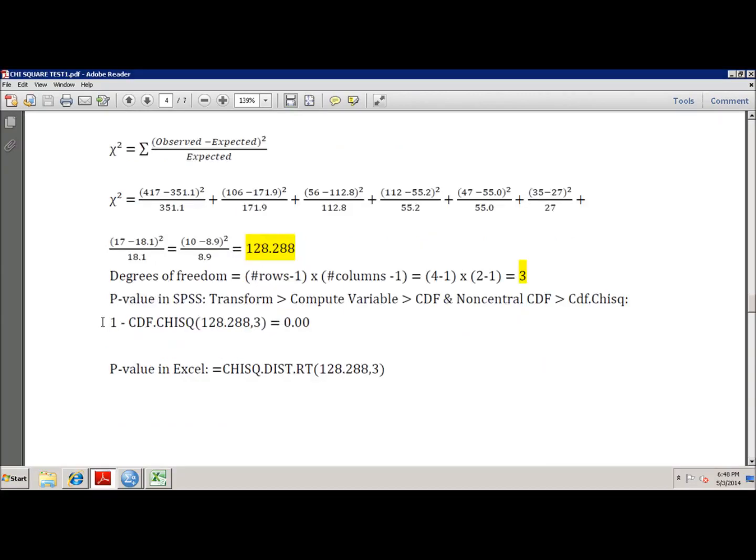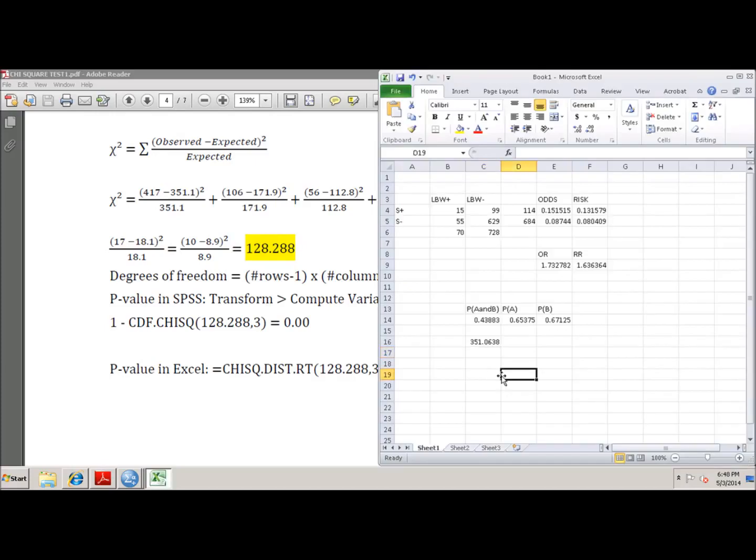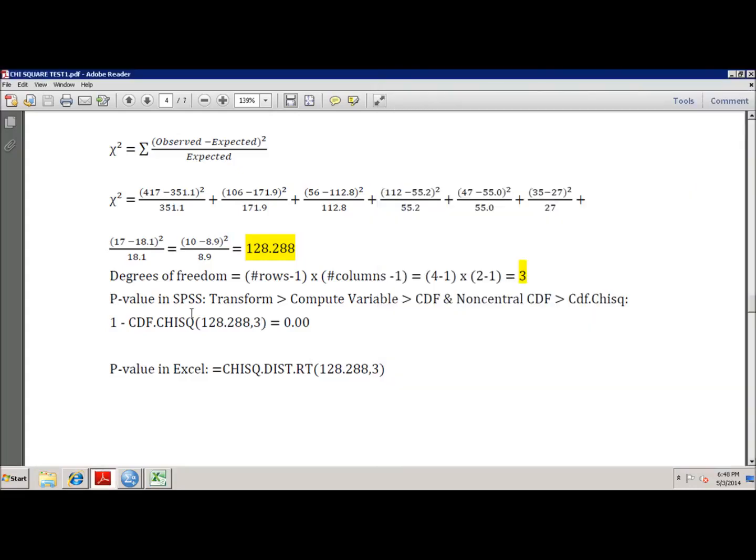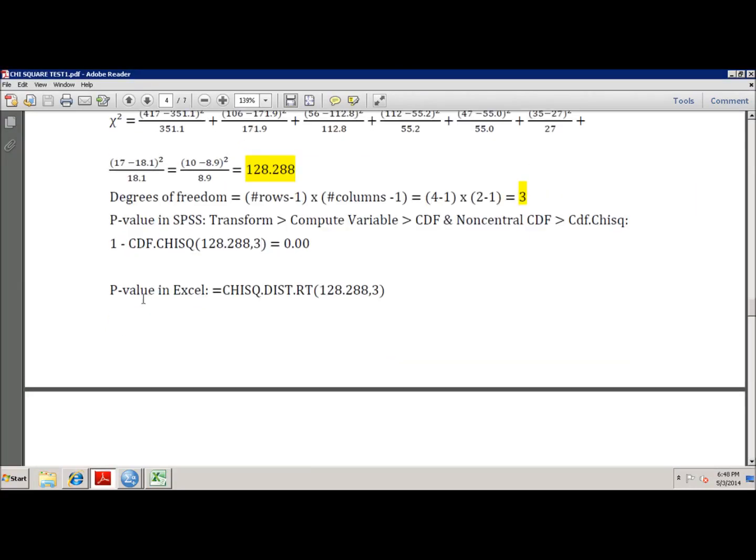Now, to get a p-value for our chi-squared test statistic, in Excel, we can simply enter an equal sign and start typing chi-square, and we want the chi-square distribution right tail. It's asking for the chi-squared value, 128.3, and the degrees of freedom. And we see here that the p-value is 1.26 times 10 to the negative 27th. That's very, very small. It's well below 0.05. We can definitely see that these two variables are in fact associated.